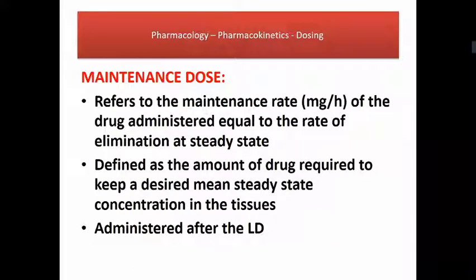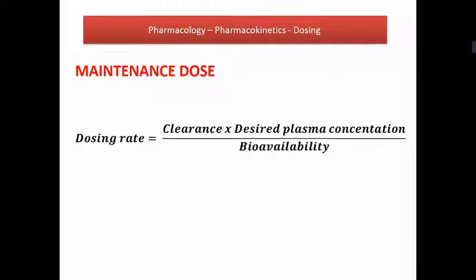Okay. The next is maintenance dose. This refers to the maintenance rate of the drug administered equal to the rate of elimination at steady state. So, this is defined as the amount of drug required to keep a desired mean steady state concentration in the tissues. So again, you give the loading dose first, then the rest is the maintenance dose. This is for the purpose of loading your patient for rapid delivery. Okay? You have something like this to compute.